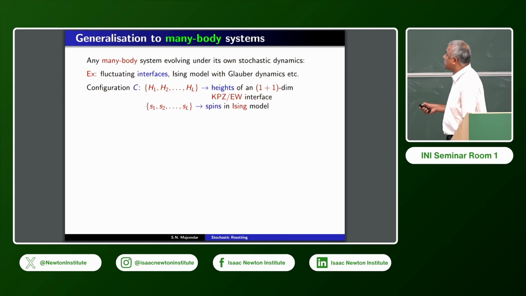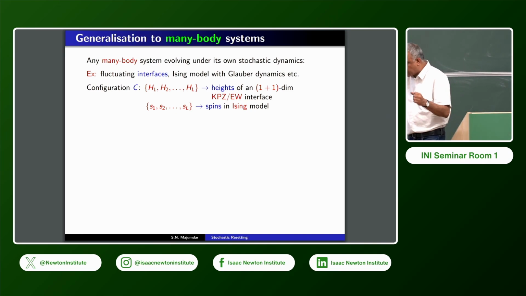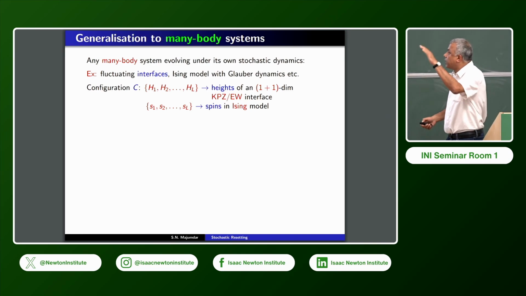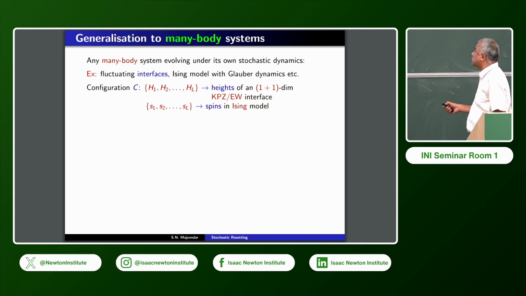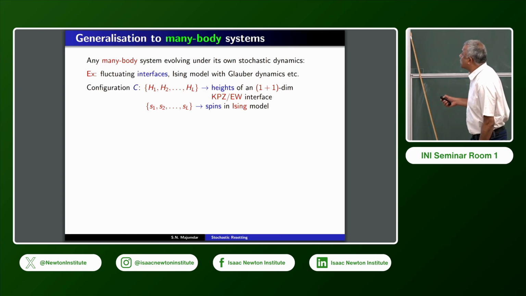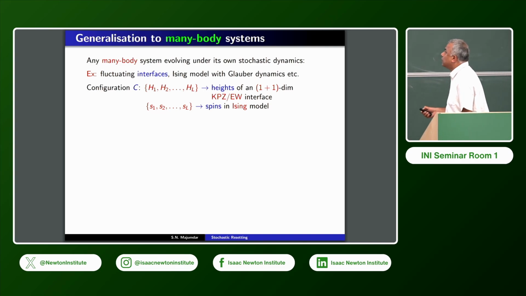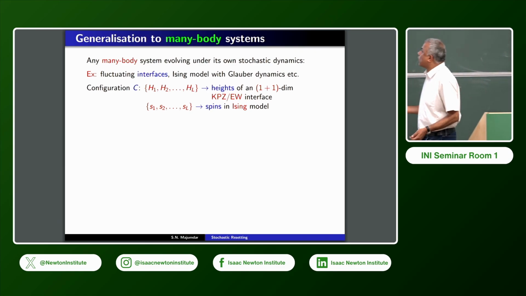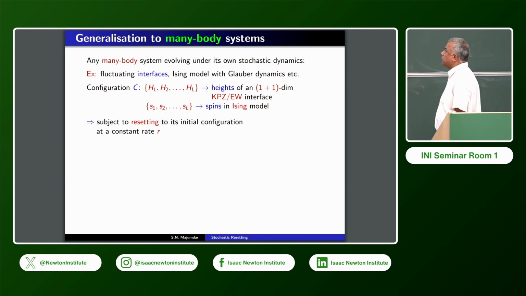In the case of interfaces, the heights at different lattice points, if you like. So you can think of a lattice, and at each lattice site you have a height, and these heights are moving according to some dynamics. It could be Edwards-Wilkinson, or the so-called Kardar-Parisi-Zhang equation, whatever equation you like. So these are the basic degrees of freedom for the interfaces. And for the Ising model, of course, the basic degrees of freedom are the spins at different lattice sites. So these are moving according to some dynamics.